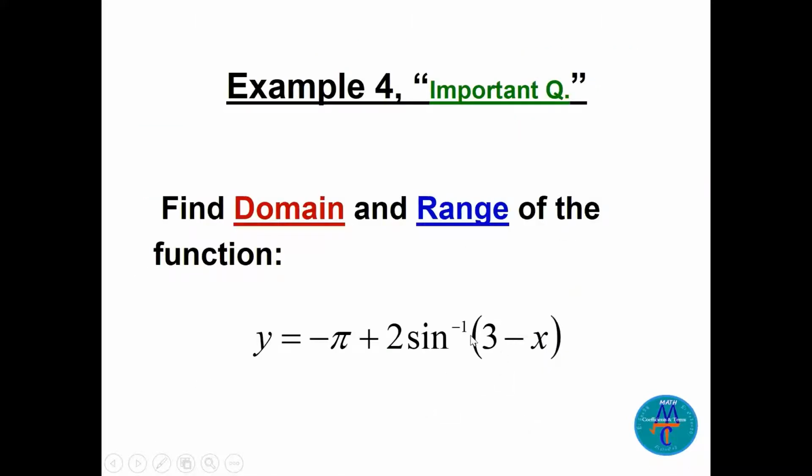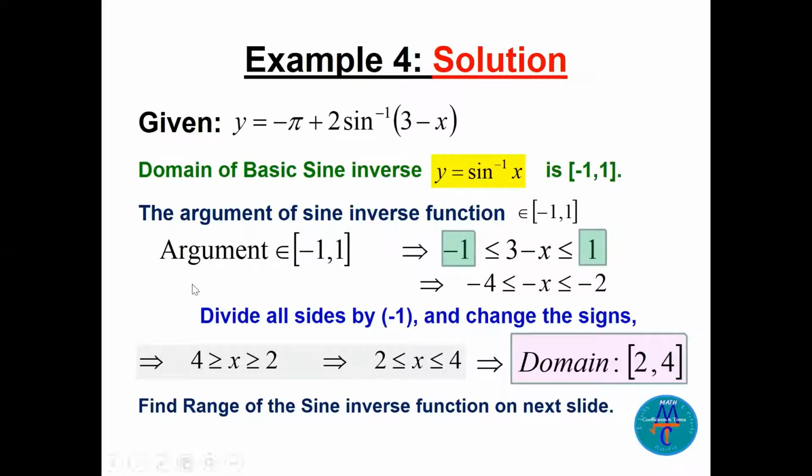Let's see example 4. Find the domain and the range of the function y equals minus pi plus 2 sine inverse of 3 minus x. We know the domain and the range of sine inverse, the basic original function without any shifting. Let me show you now what we do. So as I mentioned before, we know the domain of the basic sine inverse is -1 to 1. See, this is the domain.